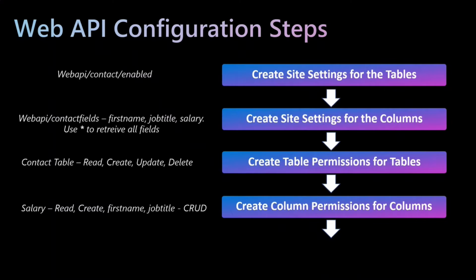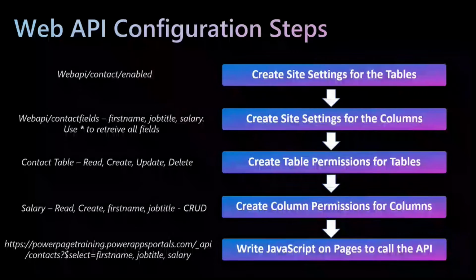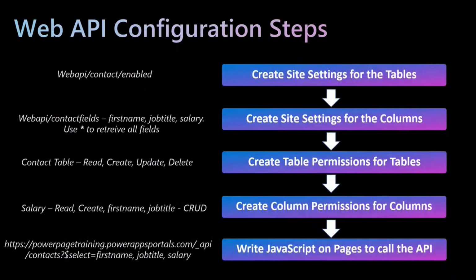So let's say you have enabled three columns, first name, job title, and salary. But on the salary, you want only read permission. And on the first name and job title, you want to perform all the CRUD operations. So you can define in the column permission which column you want to perform the read, update, and delete permissions. And the last one is your script. So once you enable all this configuration and all the settings, then you are good to go.